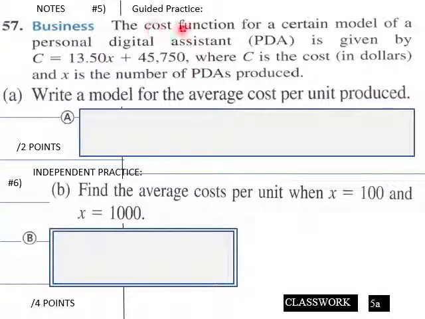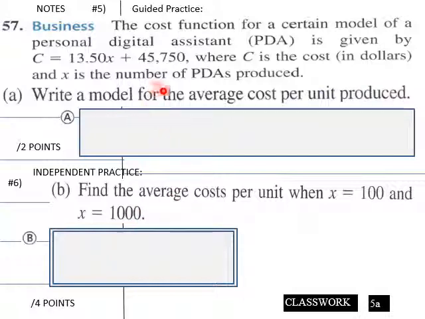Let's try one. The cost function for a certain model of a personal digital assistant, PDA, is given by cost equals 13.5x plus 45,750, where C is the cost in dollars and X is the number of PDAs produced. A, write a model for the average cost per unit produced, and then B, find the average cost per unit when X equals 100 and X equals 1,000.